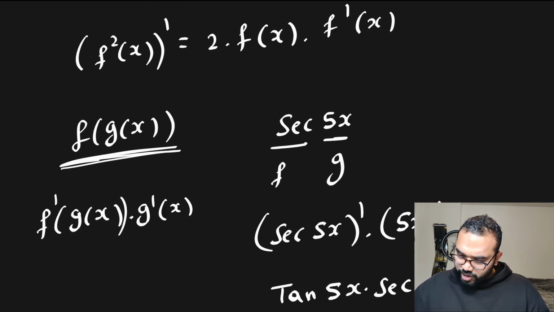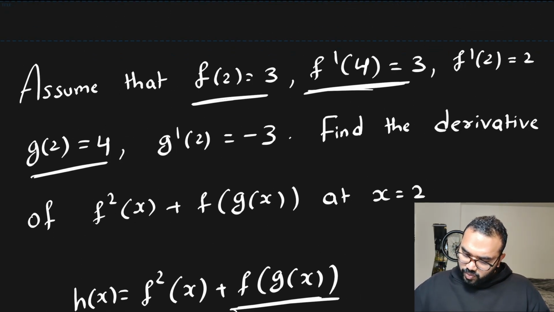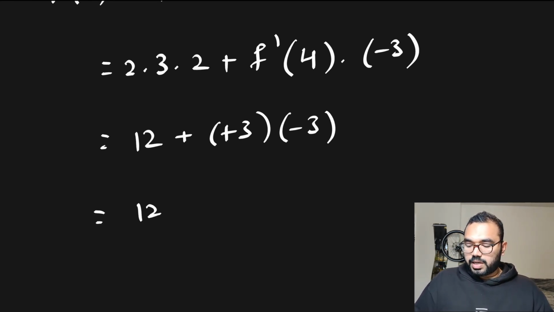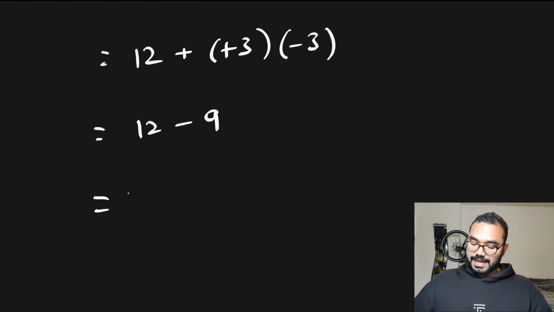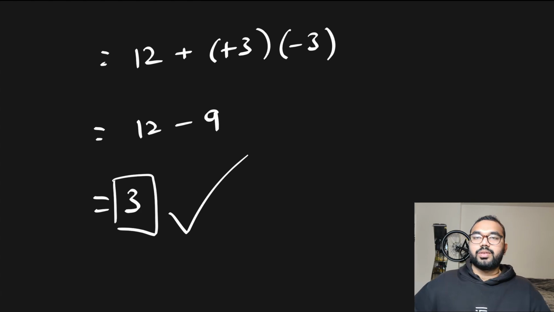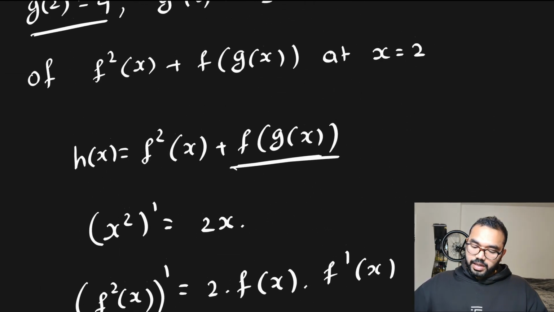Let me go back and check. G prime of 2 is negative 3. F prime of 4 is positive 3. It's not negative 3. My bad. So let's correct that. 12 plus 3 times negative 3. 3 times negative 3 is negative 9, so 12 minus 9. 12 minus 9 is 3. So the derivative at x equals 2 is 3.